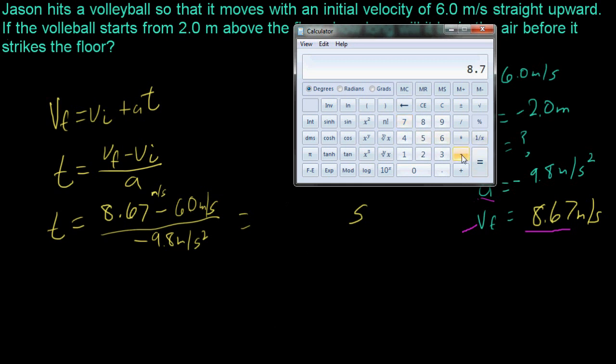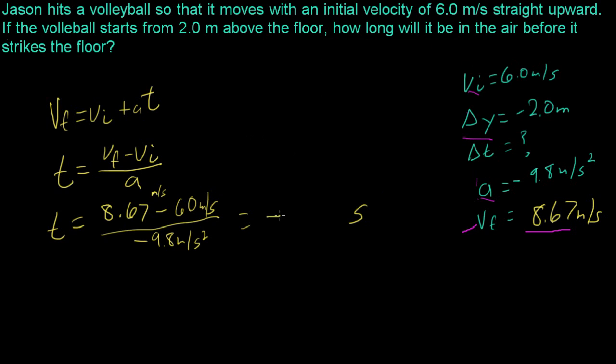8.67. Sure, 8.7, that's fine. Minus 6 divided by negative 9.8. Oh, I see a problem here. So we get negative 0.27 seconds. Now, a few of you got negative time on the previous section, and I told you that if you got negative time, that meant that something went wrong. And something has gone wrong here. I've messed something up, but I'm fessing up to it because you'll probably mess it up too.